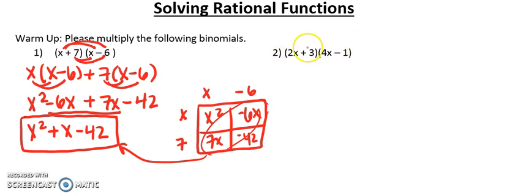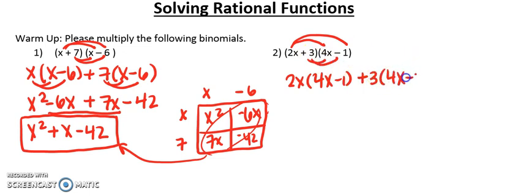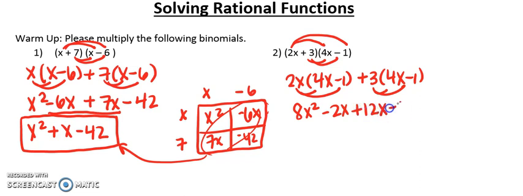So let's look at number 2. We're going to do the same thing. So we have the 2x times these two, and I like to just write that out. And then you have the 3 times these two, so I'm going to write that out. So then I'm going to multiply. Here we have 8x squared, and here we have negative 2x. And on this one, we have 12x minus 3. Here we have some like terms, so 8x squared plus 10x minus 3.